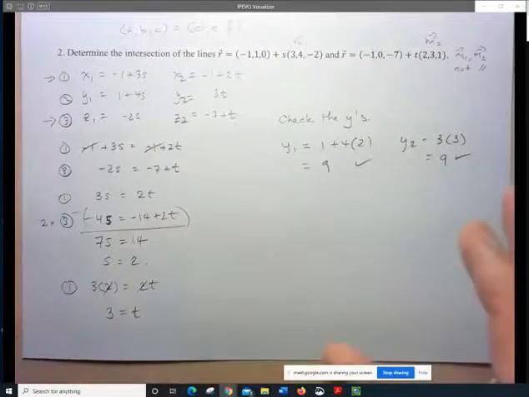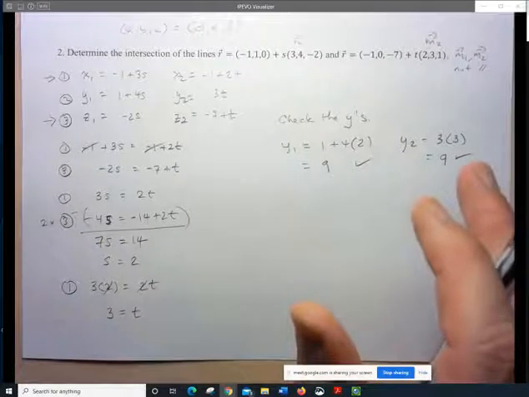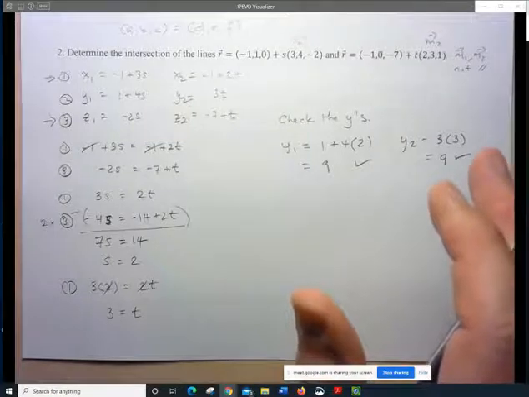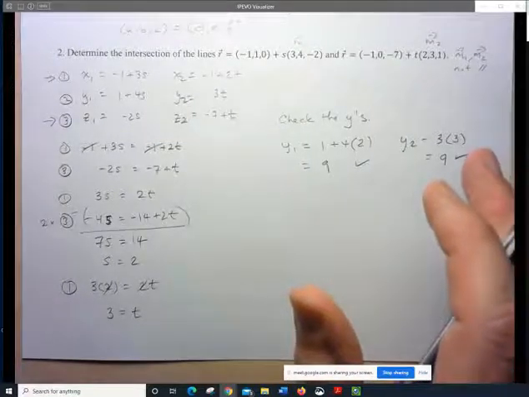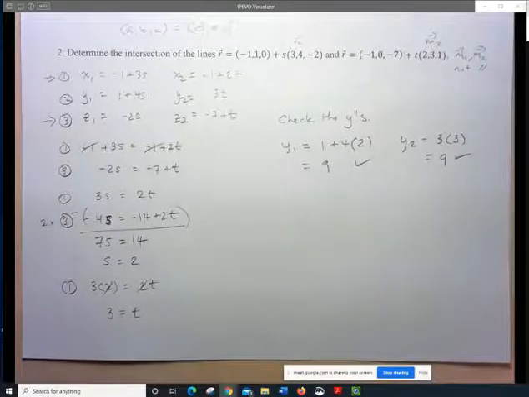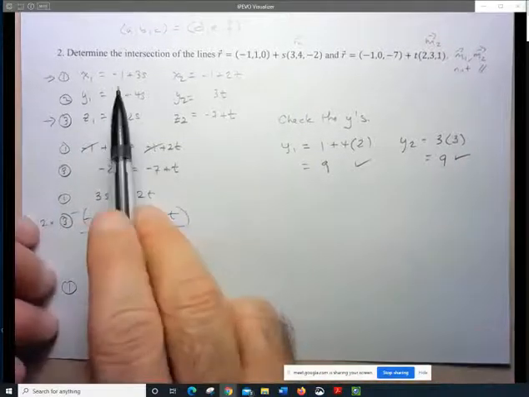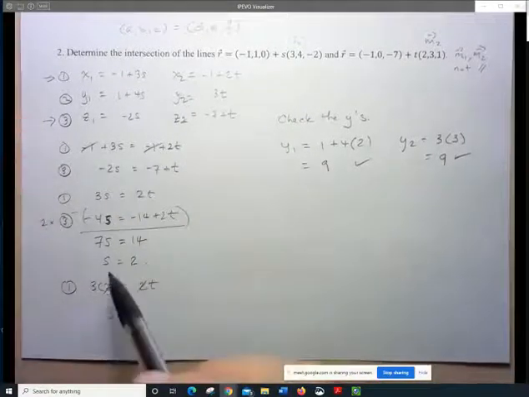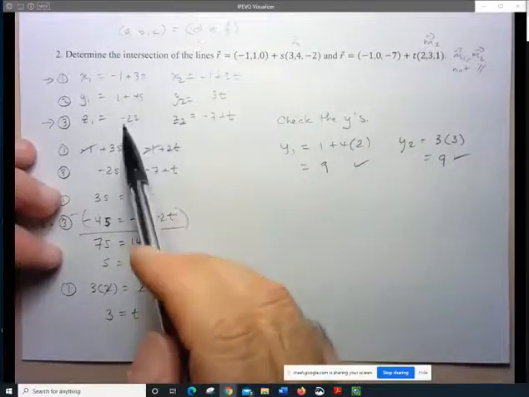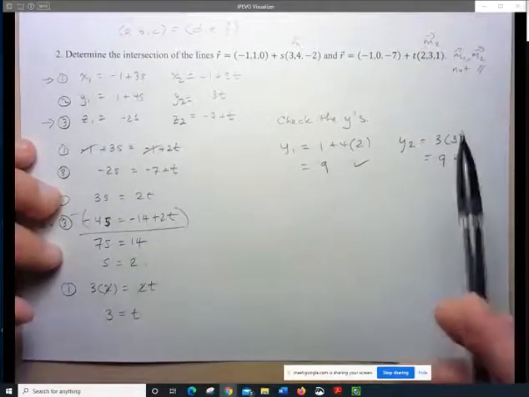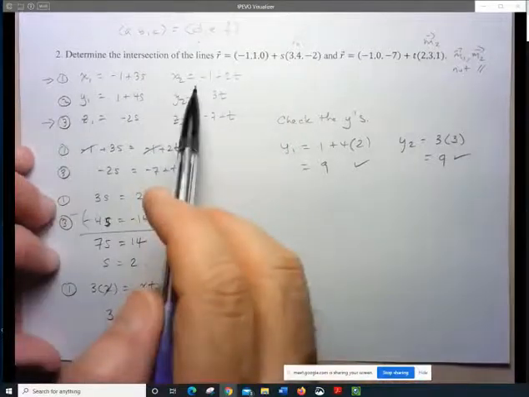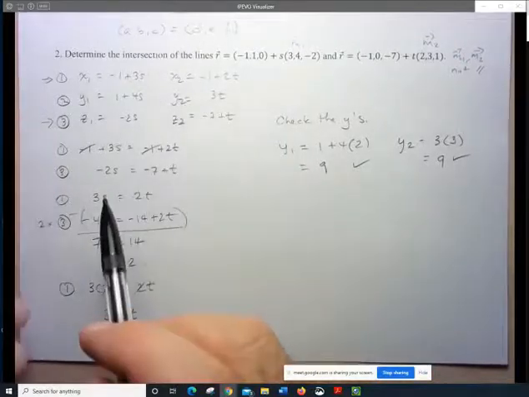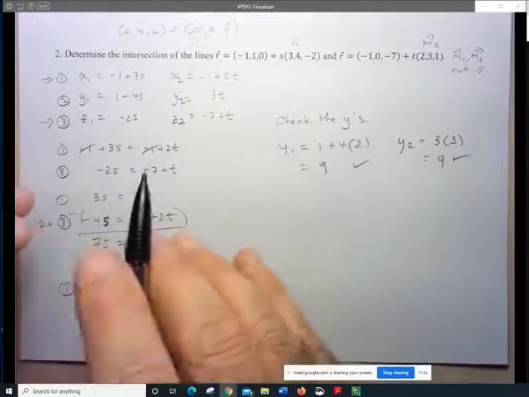So have I finished the question? What's left to do? What have I not done yet? Yeah, I have to actually find the point of intersection. Now should it matter whether I use equation one or equation two? No, because I've set it up to make the first and the third components equal, and I've checked that the second component is also going to be equal, so it shouldn't matter which one I use. I'm going to do both once. I'm probably never going to do this again, but I'm just going to check just to be sure, also to convince you that this all makes sense.